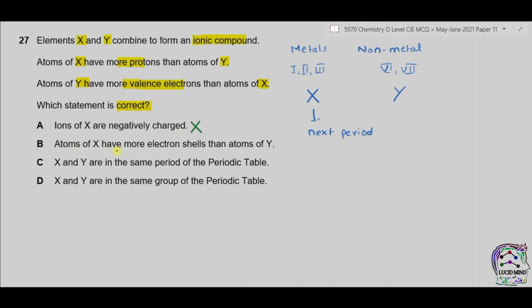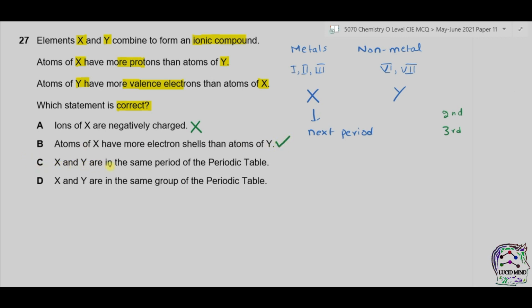Part B, atoms of X have more electron shells than atoms of Y. As we have seen that X should be in the next period as compared to Y, the period number represents the number of electron shells. For example, in the third period we have 3 electron shells, in the second period we have 2 electron shells. So electron shells should be greater in X as compared to Y. This is a true statement.